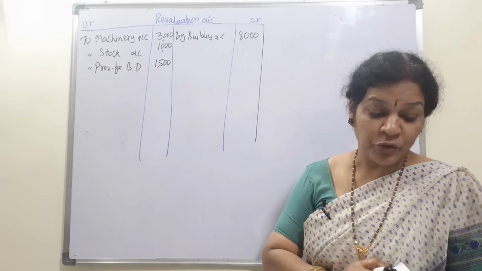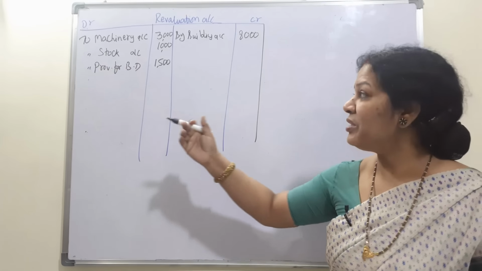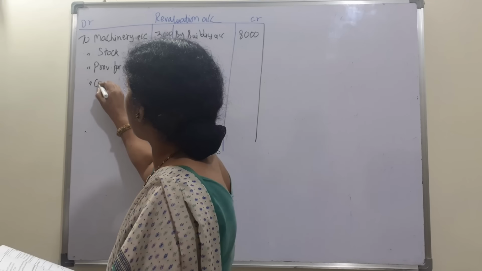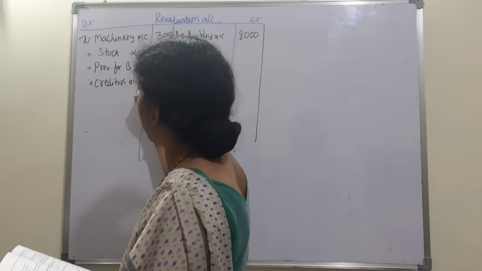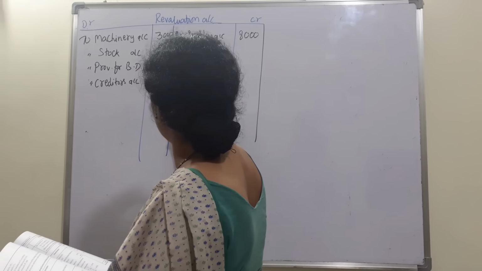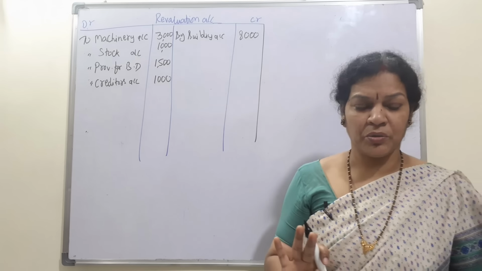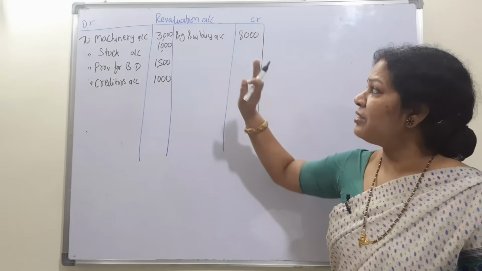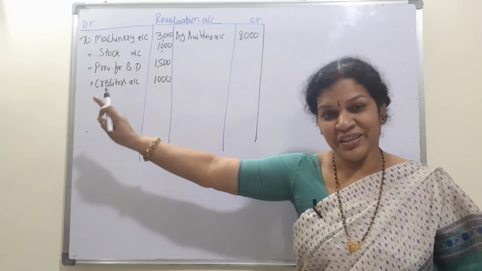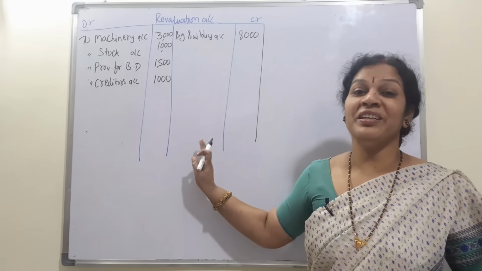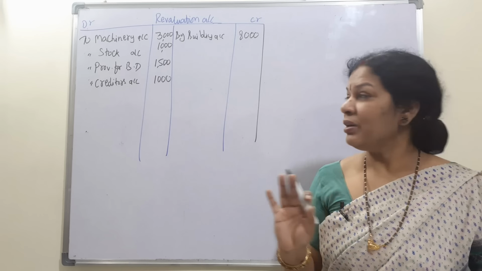Next, creditors are to be increased by 1,000. Creditors increasing, liability increasing, loss, debit side to creditors account. This is how much? 1,000. That's all, the revaluation account is over. Assets increasing, credit. Assets decreasing, debit. Liability increasing, debit. Liability decreasing, credit. On this basis we have posted the adjustments. Now we will close the account.